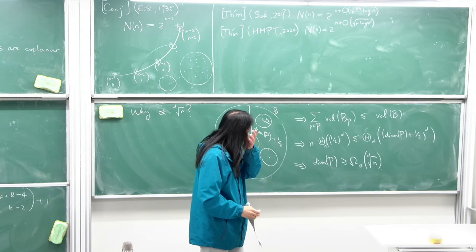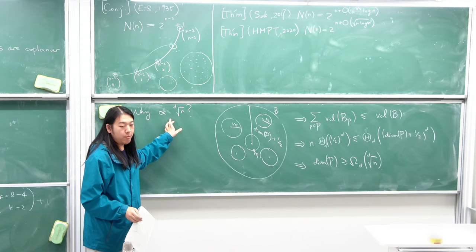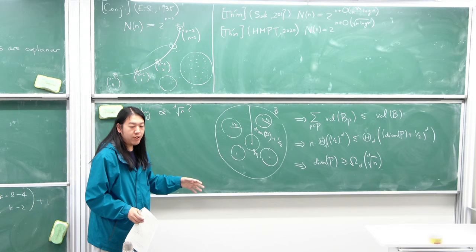So this explains why we care about this alpha times d-th root of n, because this is the first non-trivial case. If the normalized diameter is even smaller, then there's nothing, because such a point set does not exist, and this is not interesting.